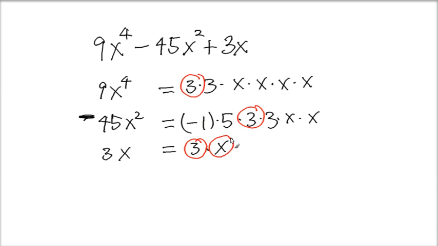And x is here. X is common in all 3 terms. Let's circle it out. Now we have circled all the factors of the third term. No more factors. So that's it. There are no more common factors.